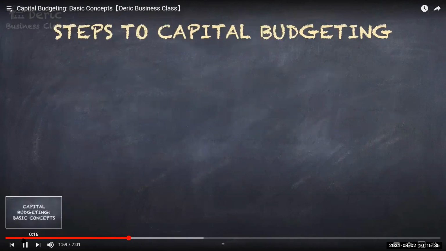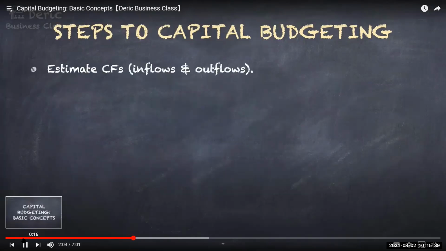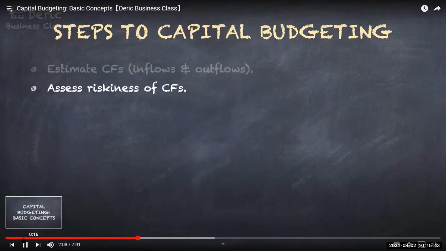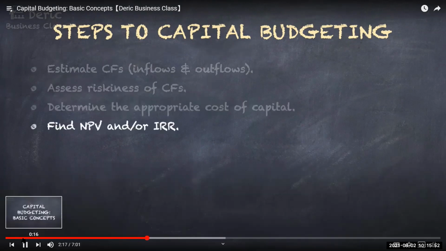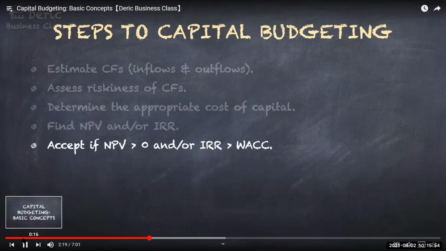Next, the capital budgeting process consists of 5 steps. First, estimate cash inflows and outflows. Second, assess the riskiness of cash flows. Third, determine the appropriate cost of capital, WACC. Fourth, find the NPV and IRR. Lastly, accept the investment if the NPV is greater than 0 or the IRR is greater than the WACC. We will explain more later in the following slides.